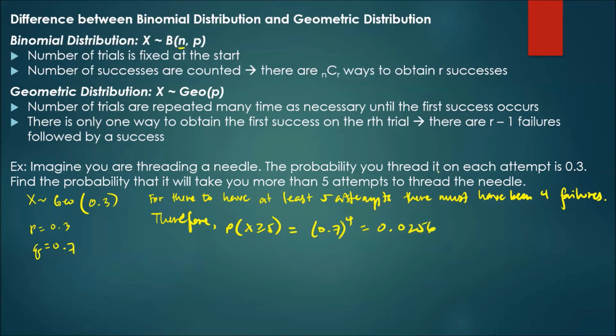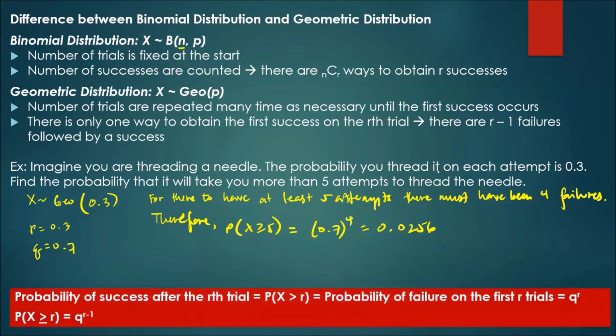We have a theorem to explain this. The probability of success after the rth trial, that is, X greater than r, is equal to q raised to r. Don't forget that. Always remember that. The probability of X greater than r is equal to q raised to r. And the probability that X is greater than or equal to r is q raised to r minus 1. Don't forget that.